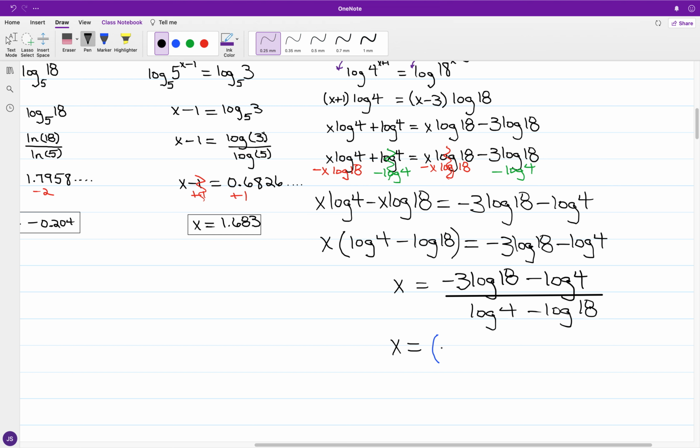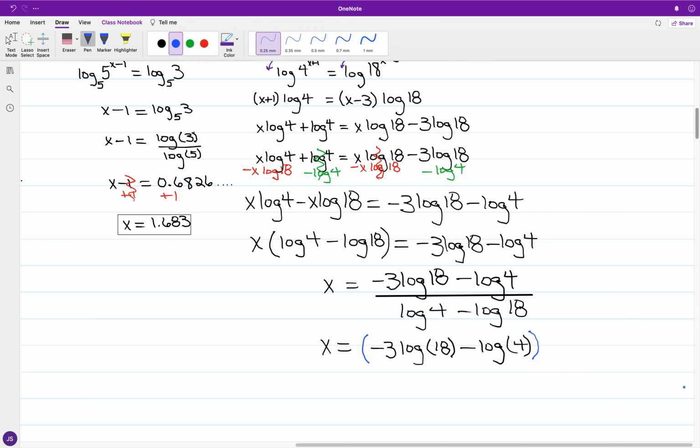So we'll have grouping symbols with parentheses around negative 3 times the base 10 logarithm of 18, with parentheses around the 18, minus the base 10 logarithm of 4. And again, to signify that we are dividing into this whole difference, we close out with parentheses.